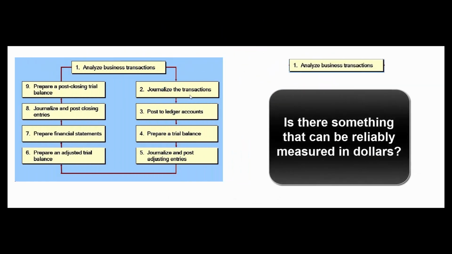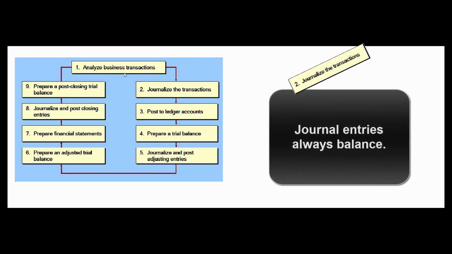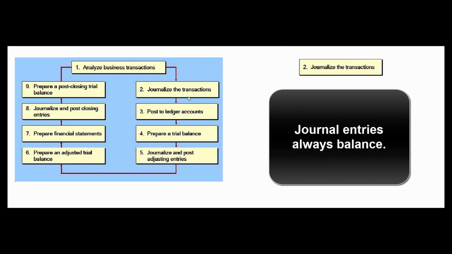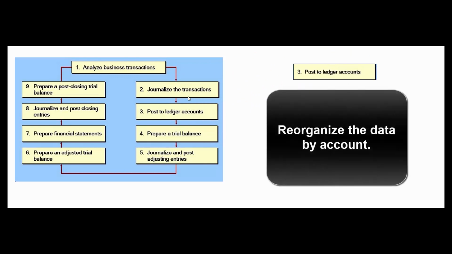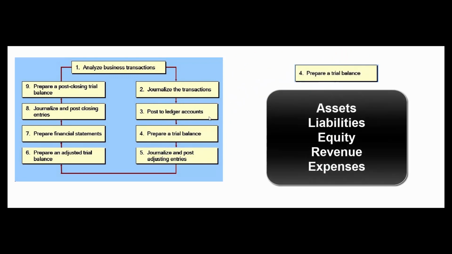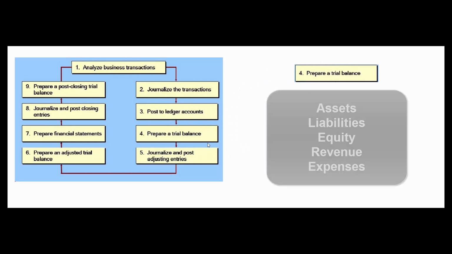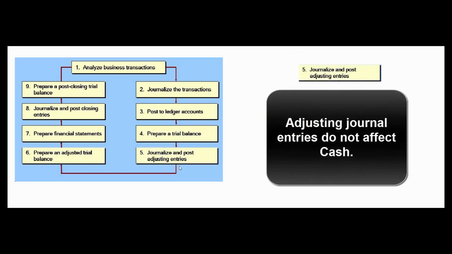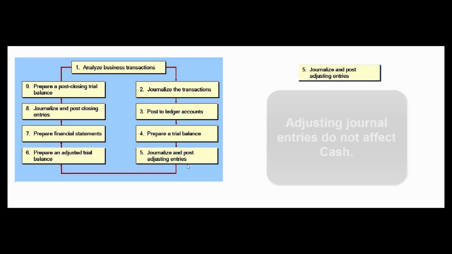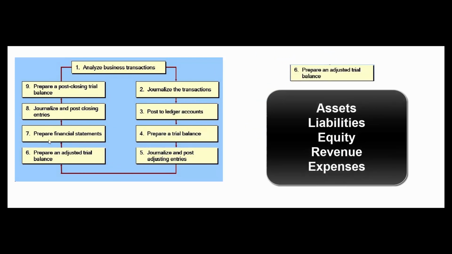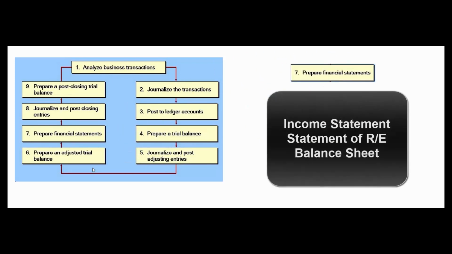So big picture, step 1, we analyze the business transaction. If there was something for us to record, we recorded it using a journal entry. Debit means left, credit means right. We reorganize the data into individual ledger accounts. We prepared a trial balance. Then we made some adjusting journal entries to get the revenue and expenses into the right periods. In step 6, we prepared an adjusted trial balance. And in step 7, we prepared financial statements.